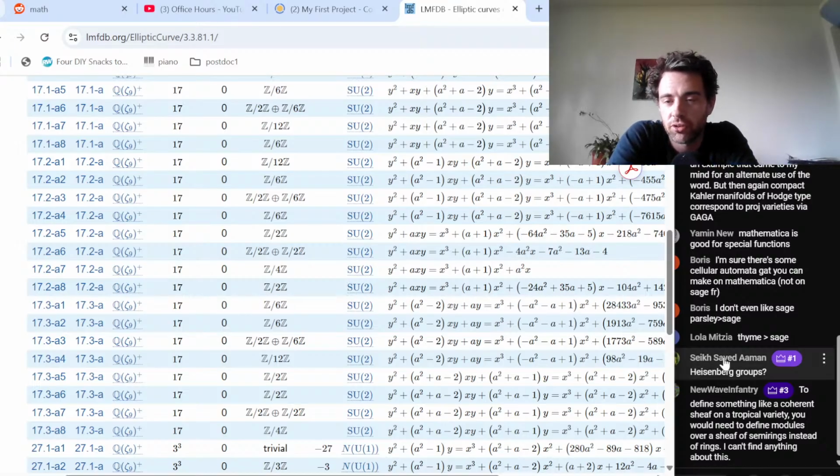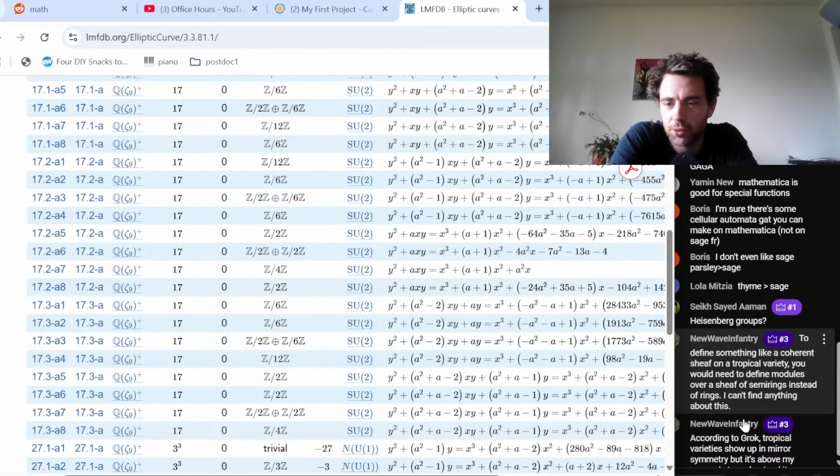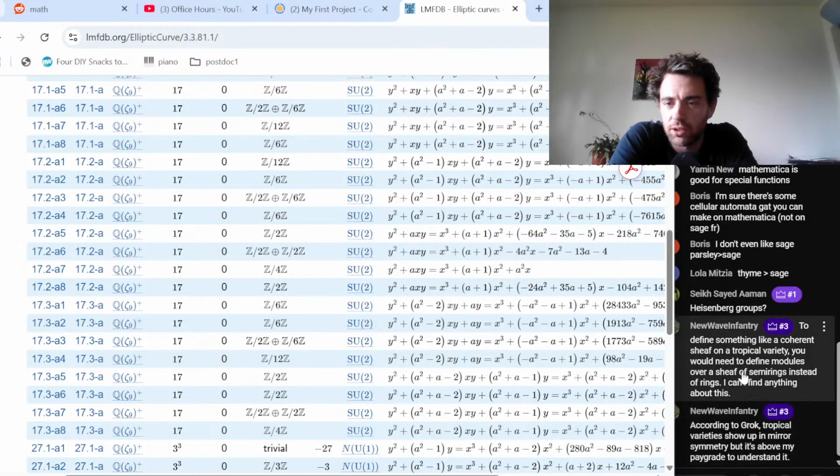Heisenberg groups? You're just asking what a Heisenberg group is? Or to define something like a coherent sheaf on a tropical variety, you would need to define modules over a sheaf of semi-rings instead of rings. Okay. And you can't find anything about that. Well, then, are you sure that that's the right approach to take?